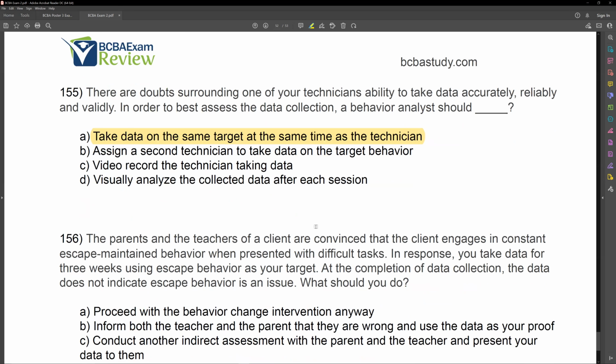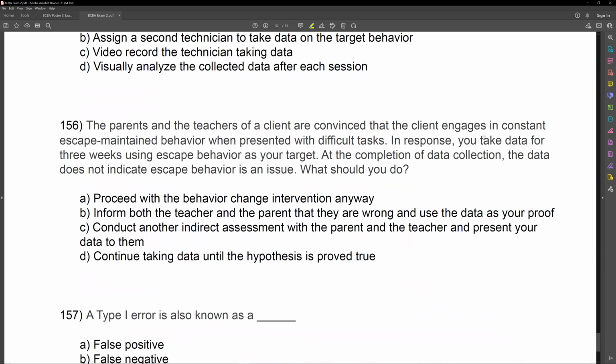156, the parents and the teachers of a client are convinced that the client engages in constant escape-maintained behavior when presented with difficult tasks. In response, you take data for 3 weeks using escape behavior as your target. At the completion of data collection, the data does not indicate escape behavior is an issue. What should you do? All right, kind of a tricky scenario you have.